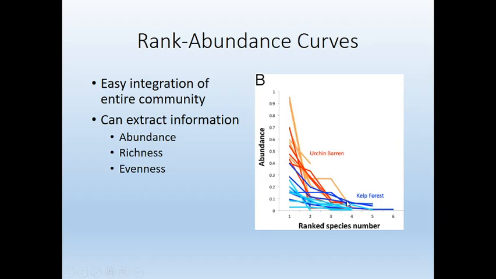And hopefully what you'll be able to see is that kelp forests have more species, right? Because they're farther out on the x-axis, and because their lines are not so steep, there's a much more even community in a kelp forest as opposed to an urchin barren, which only has a couple species, 2 species here in this sample, or this community right here. So it allows us to really quickly figure out things about the community.